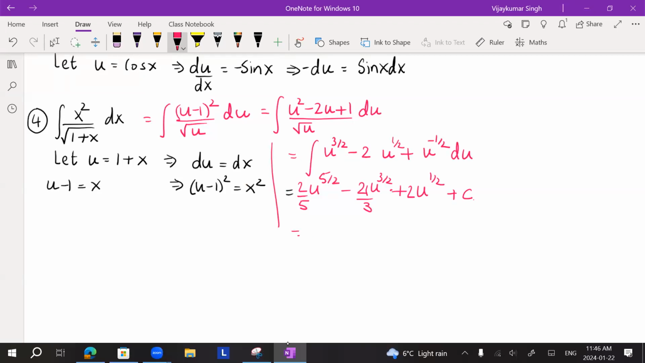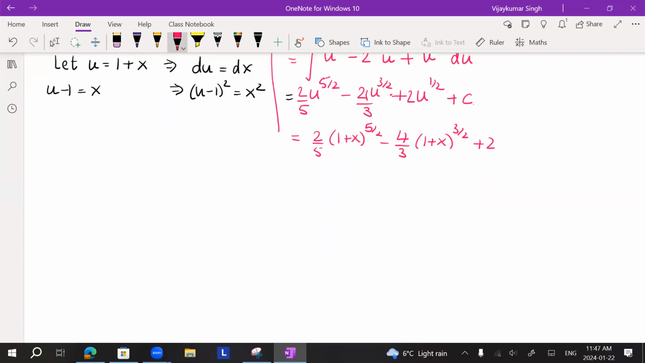See? And then you put back what your x is. So u is in terms of x. So we get 2 by 5, 1 plus x to the power 5 by 2, minus 4 by 3, 1 plus x to the power 3 by 2, plus 2 times 1 plus x to the power half, plus c.